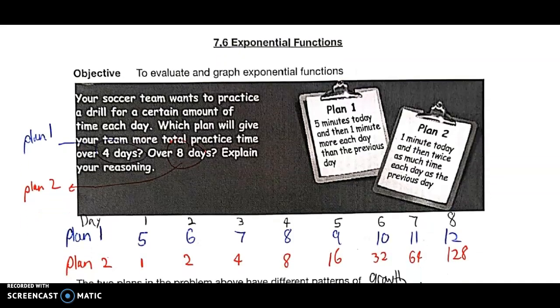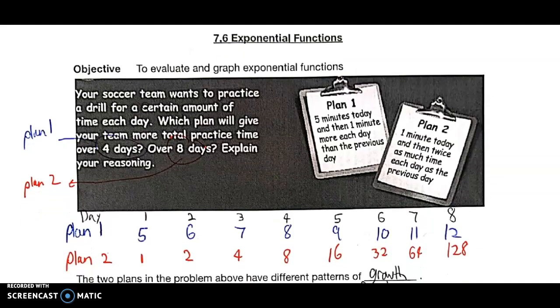And I know a lot of times I skip this first question, but I think in this case it's pretty helpful to see the difference. Let's say we have a soccer team and we are going to follow one of these two practice plans. The idea is we want to see out of the two plans that are listed, which one's going to give us more total practice time over the first 4 days and which one over the first 8 days all put together.